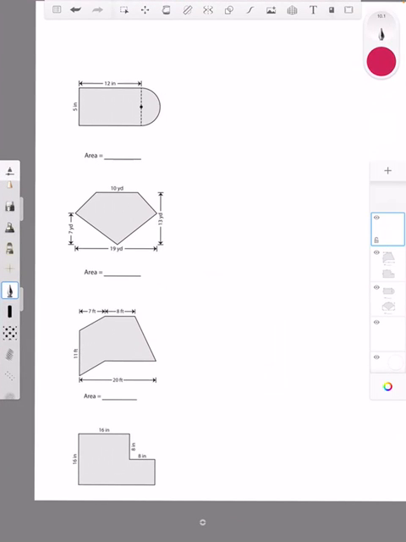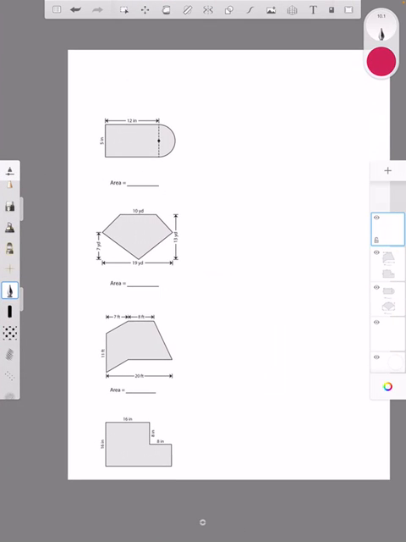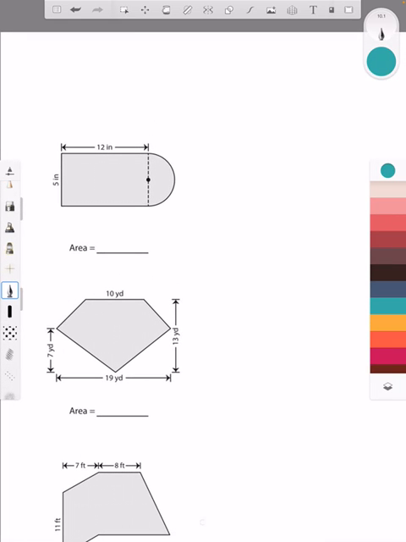All right, guys. So today we're going to go over finding the area of composite figures. We're going to start off with this figure on the top. We have a combination of a rectangle and a semicircle. What I like to do is to outline both of the figures.